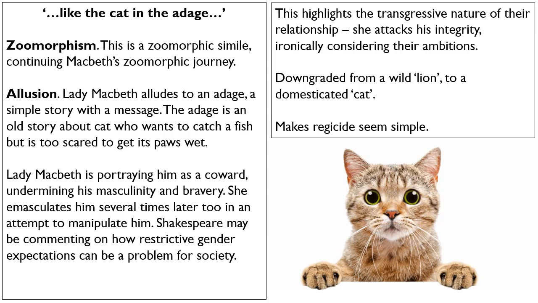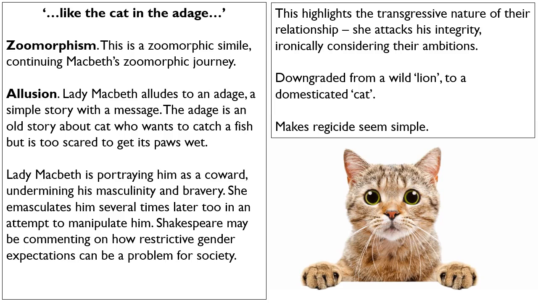Shakespeare is probably commenting here that restrictive gender roles and expectations, particularly for men here, can be a problem for society, because if you identify by a particular gender role and you can be emasculated to make you do things, then you're easily deceived and manipulated.